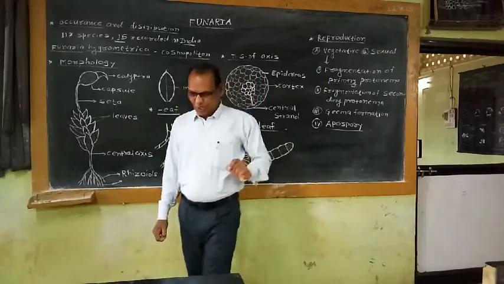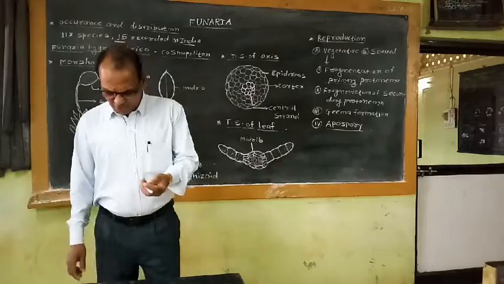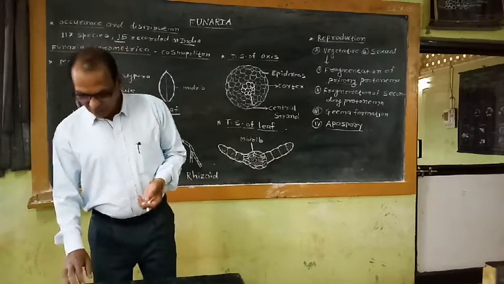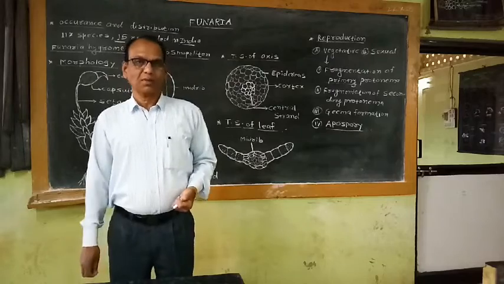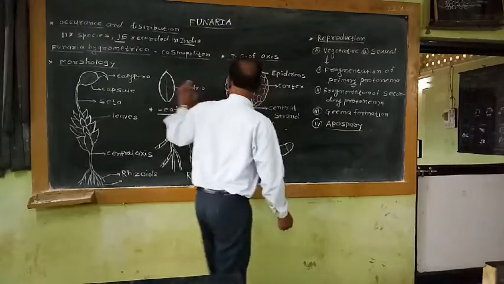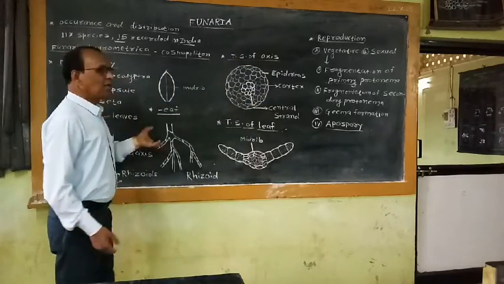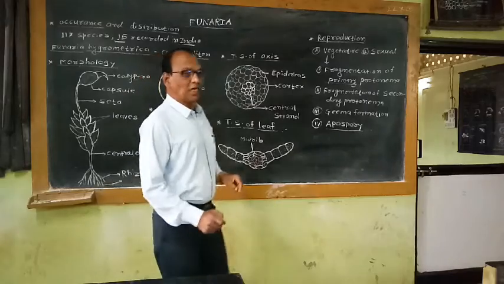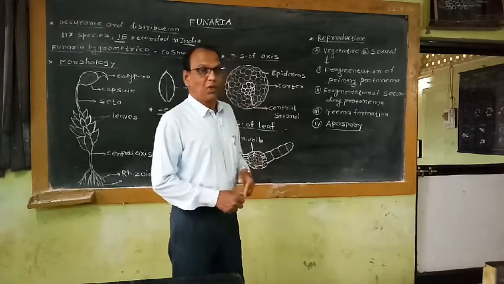The last method of vegetative reproduction takes place with the help of apospory. Apospory is the phenomenon of development of gametophyte from sporophyte without formation of spores. That means the gametophyte is generally developed by the germination of spores which are produced in the capsule. The capsule dehisces, spores are liberated. When a spore gets suitable conditions for germination, it germinates and produces the gametophyte.